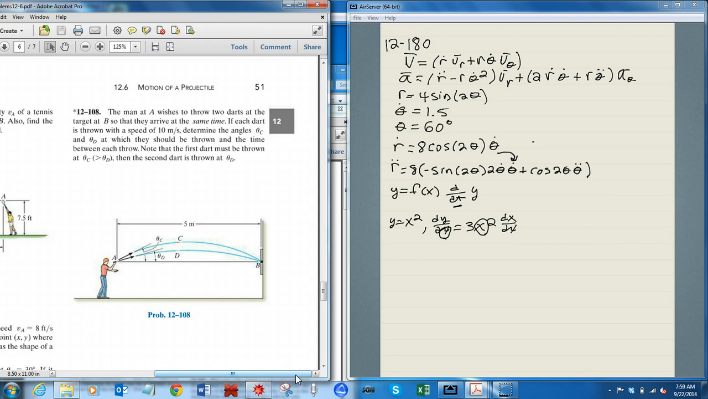The man at A wishes to throw 2 darts at the target at B so that they arrive at the same time. If each dart is thrown with the speed of 10, determine the angles at which they should be thrown and the time between each throw. Note that the first dart must be thrown at theta C, then the second dart thrown at theta D. Why do you have to throw the high one before you throw the low one? Yeah, they get there at the same time.